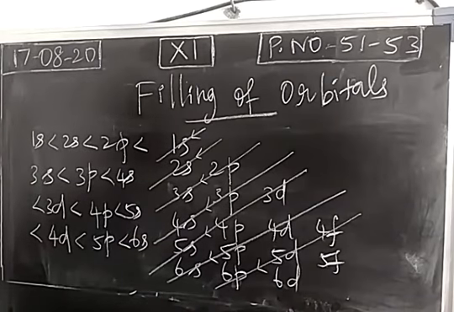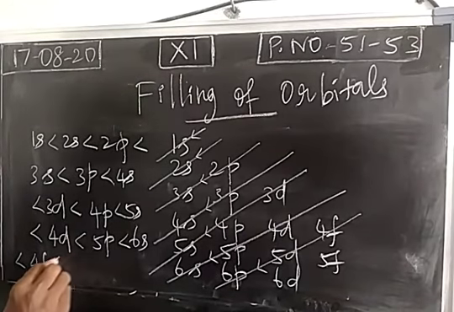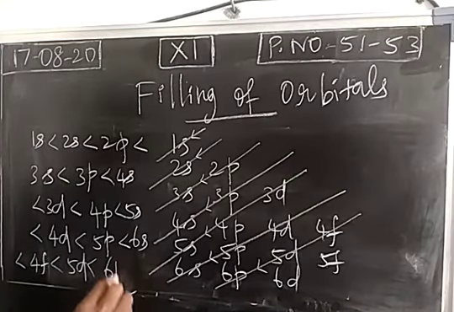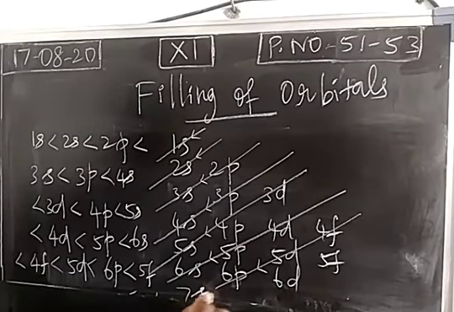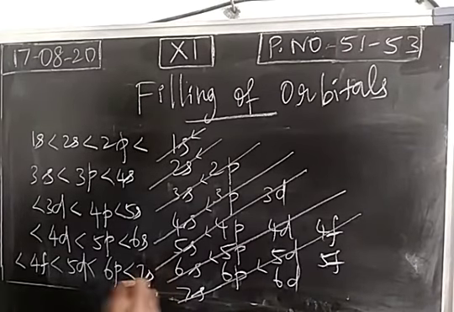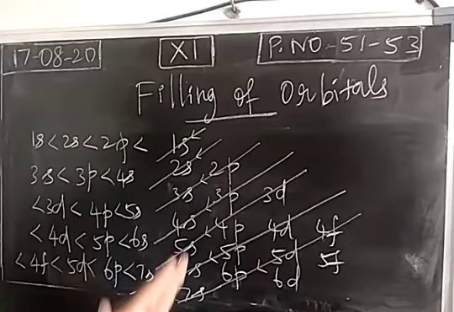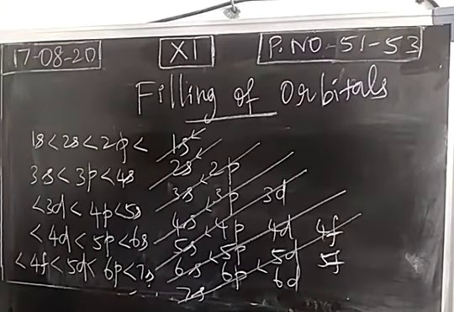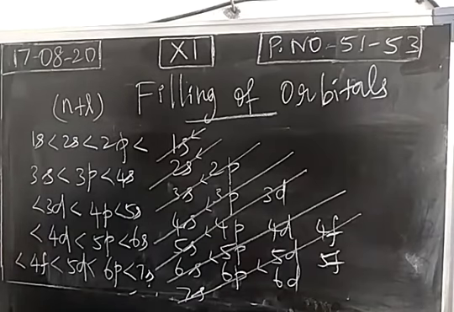Then 6s, 4f, 5d, 6p, 5f. Here 7s will be there. 7s. So like this it will go. So already we have completed this order of energy of orbital. From 1s onwards, energy increases. So using n plus L value, we have already calculated the increasing order of energy of orbitals.